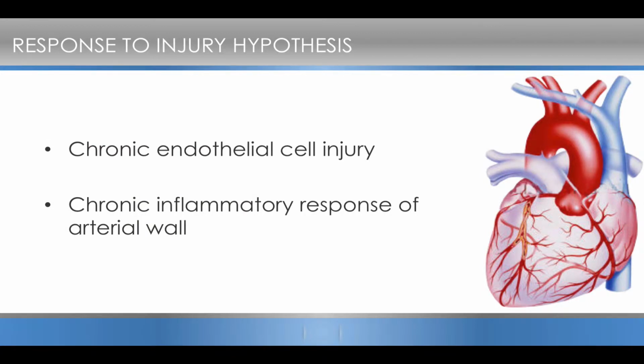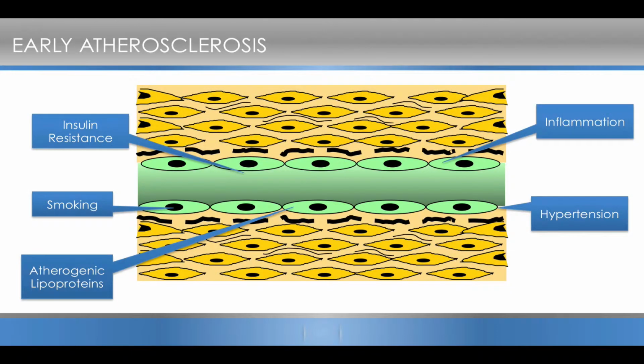The main hypothesis around the development of atherosclerosis is called the response to injury hypothesis. This cartoon shows a normal arterial vessel. We have here in the middle the green lumen with the endothelial cells, the tunica media, and the internal elastic lamina shown here.